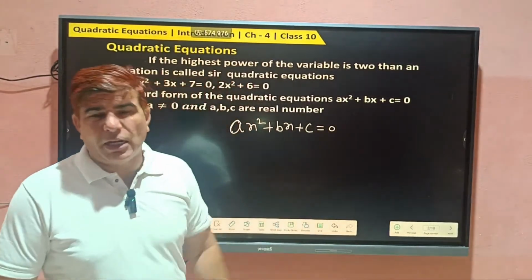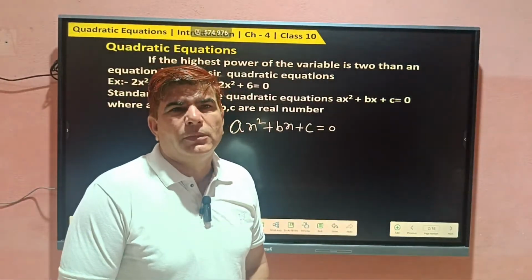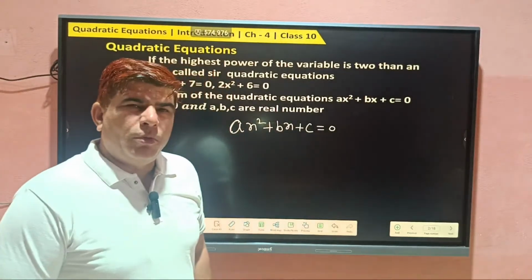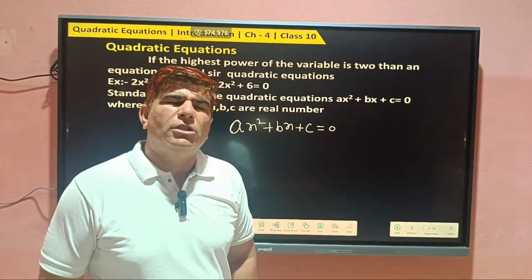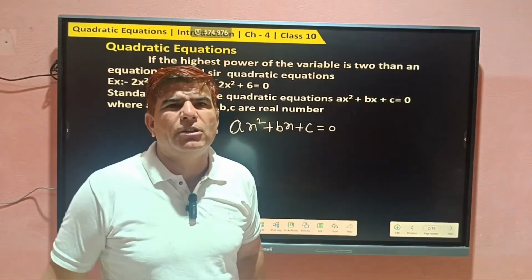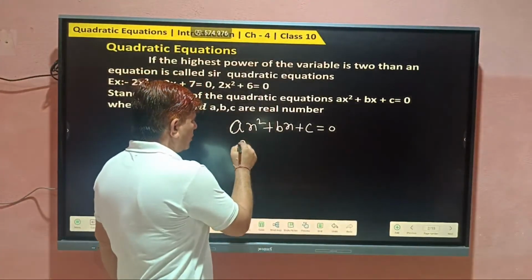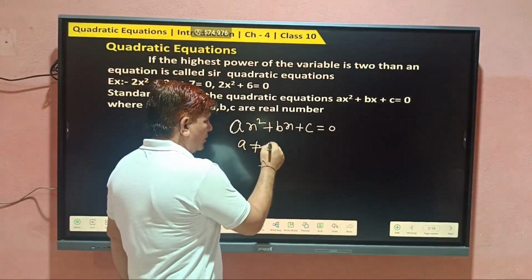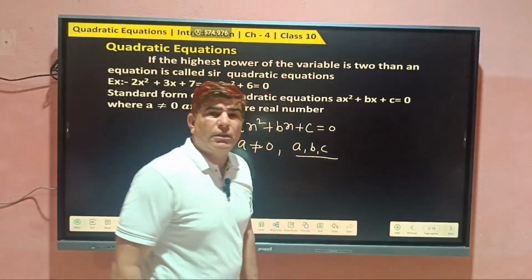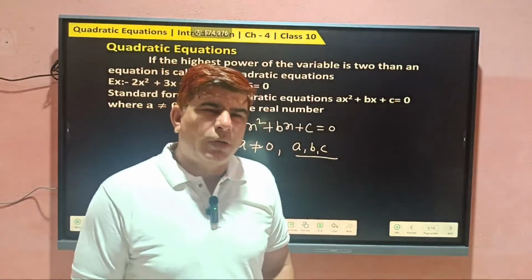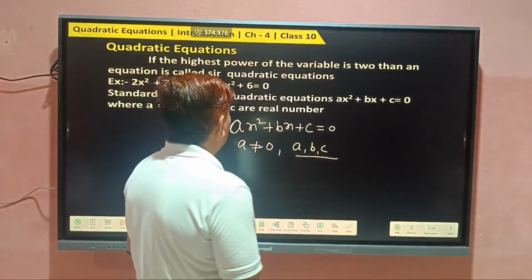I already told you many times the difference between polynomial and equation. If a polynomial you can put equal to 0, then that becomes an equation. It means if the left hand side and right hand side are equal, then that becomes an equation. So here a is not equal to 0, and a, b, c are given, these are constants. So you can say these are real numbers.